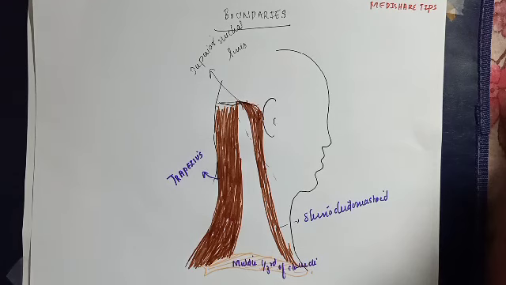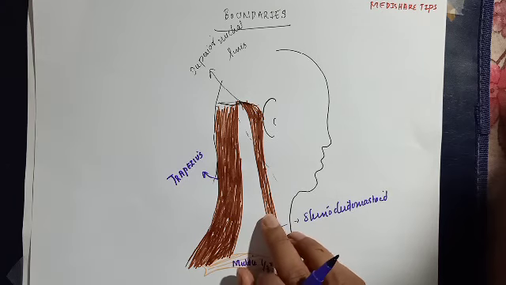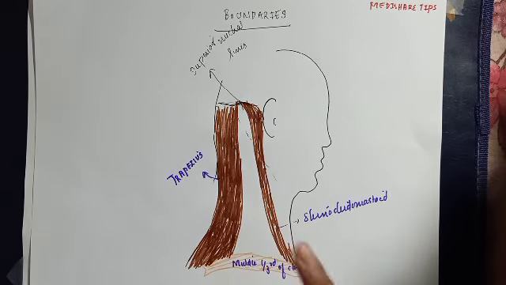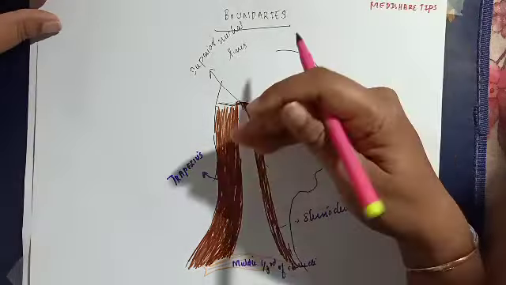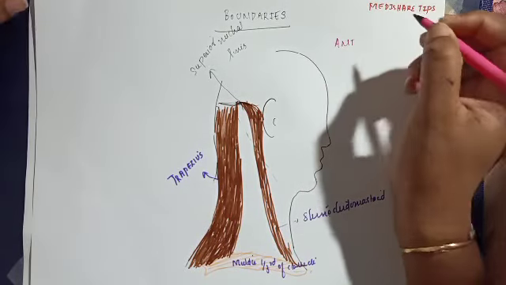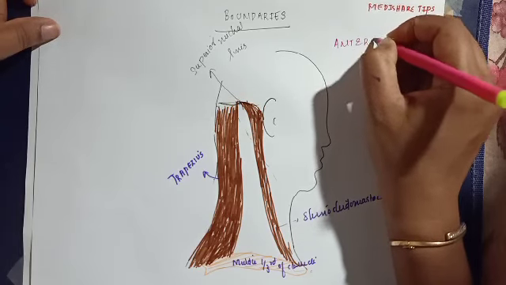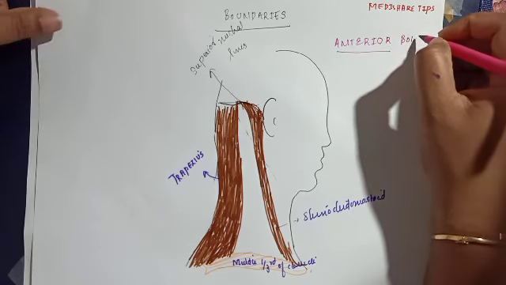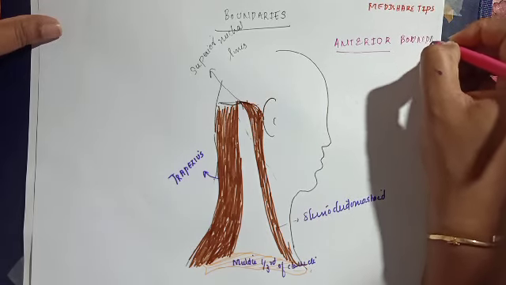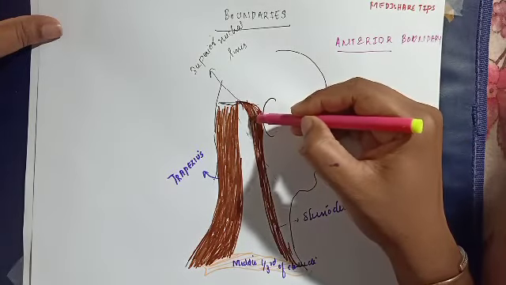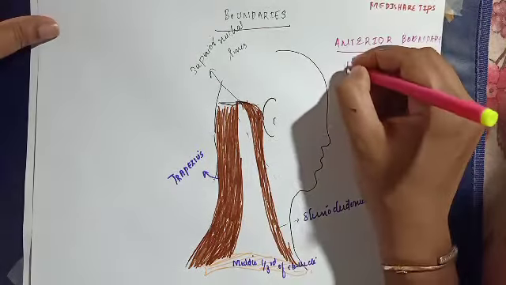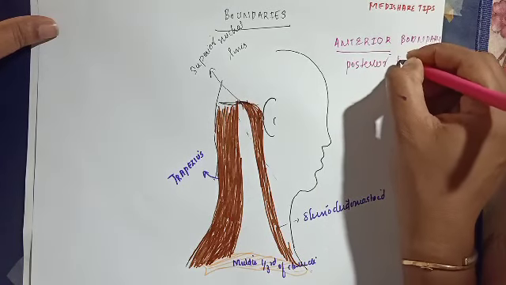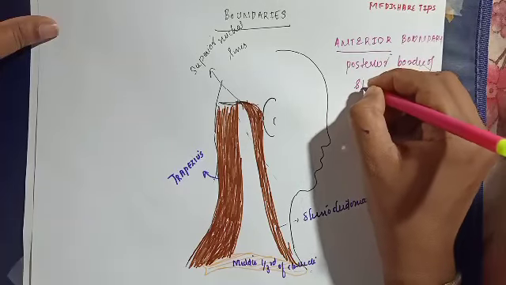I have said in the introduction that the posterior triangle is a triangular space located on the side of the neck posterior to the posterior border of the sternocleidomastoid. So which are the boundaries of this triangle? First we look at the anterior boundary. The anterior boundary is formed by this border, that is the posterior border of the sternocleidomastoid muscle.